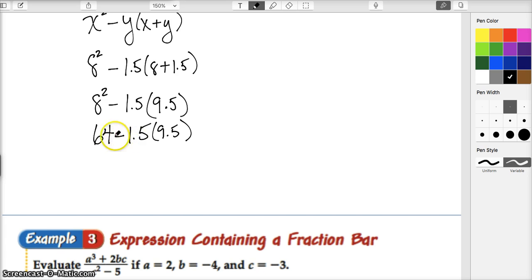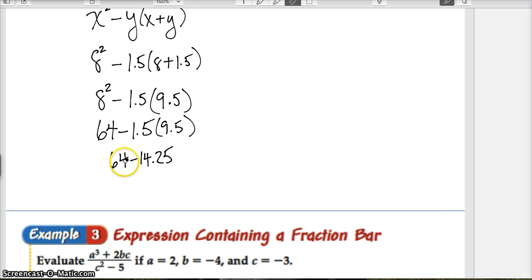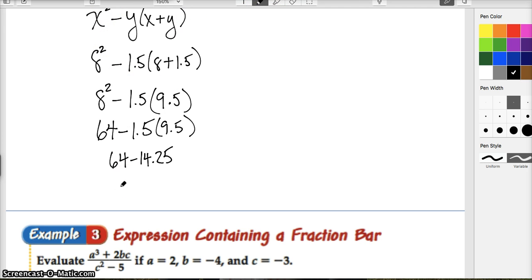You guessed it, I'm not going to subtract. I'm going to multiply because we remember multiplication supersedes subtraction. So when I multiply 9.5 by 1.5, I end up with 14.25, and then when I subtract the two, I'm going to get 49.75 as my final answer.